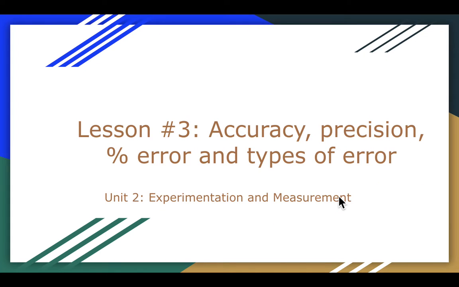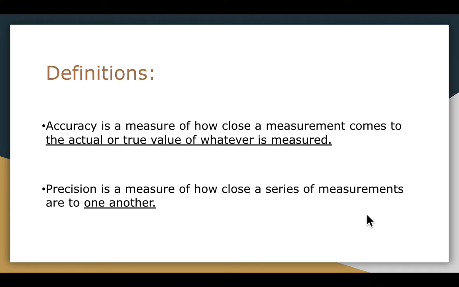Hello, W&L chemistry students. This is your Unit 2 lesson on accuracy, precision, percent error, and types of error. We'll start with some definitions.